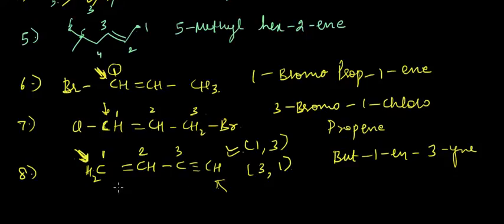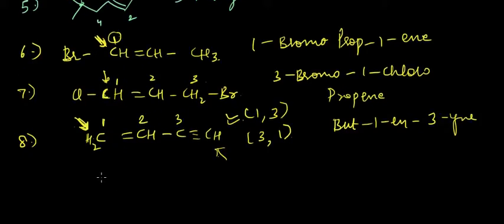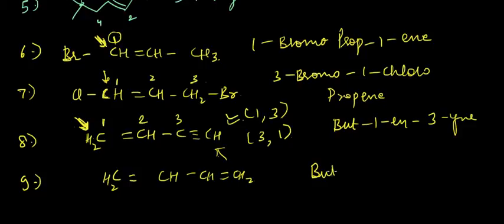Okay, so let's look at the last example of this video lecture. So we have something like this. So the name of this compound would be again but-1,3-diene. Okay, so I hope you are now clear about nomenclature of alkene and alkyne.